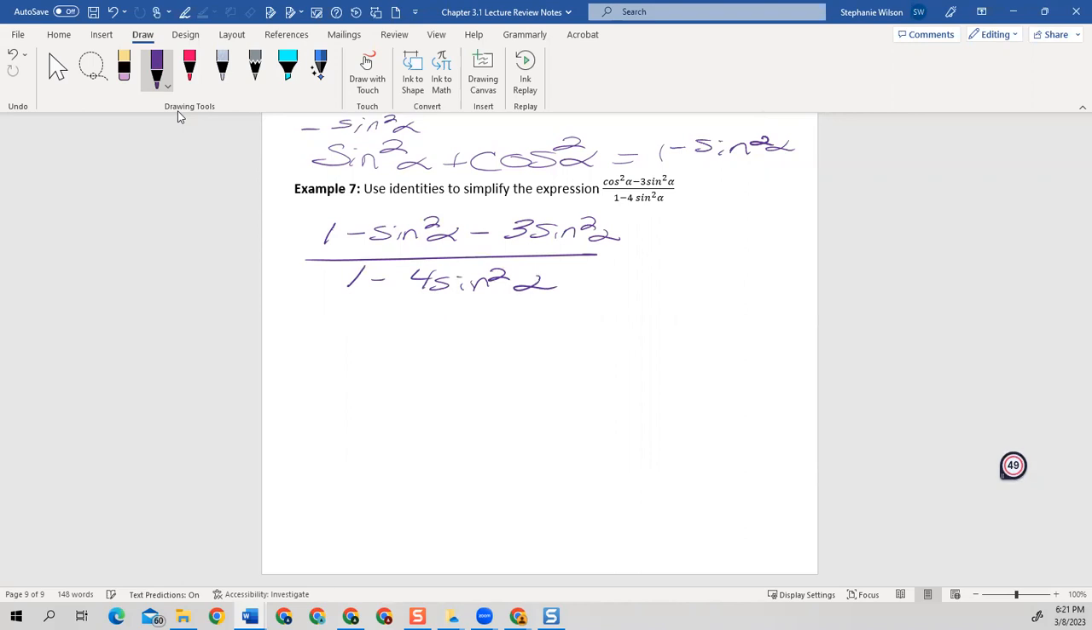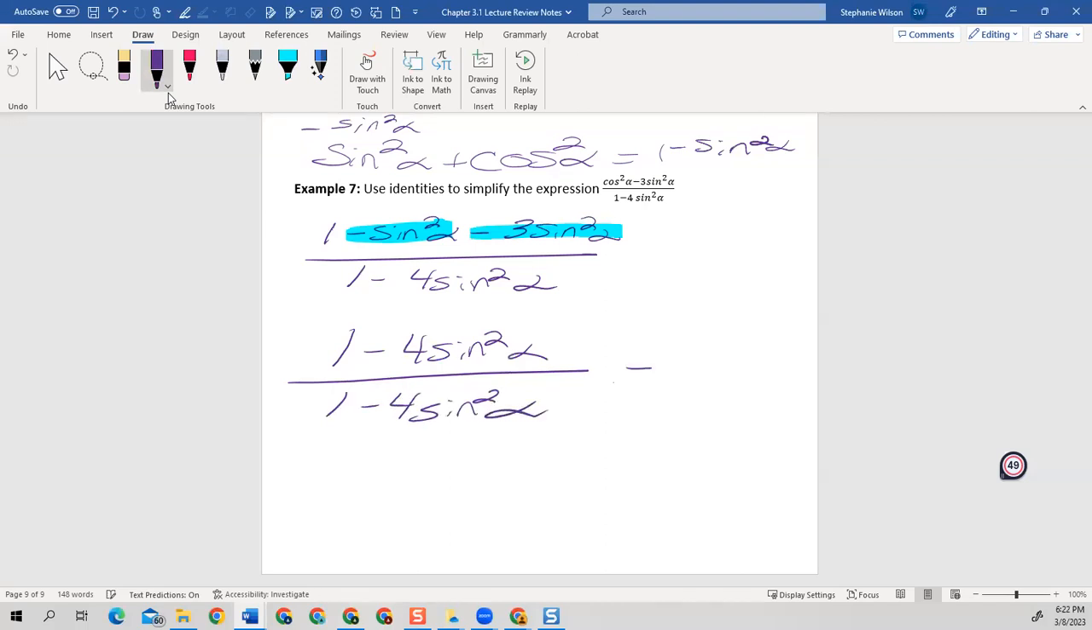And now I'm looking at this and I see that I have this negative sine squared alpha minus 3 sine squared alpha. So it's the same as saying I have 1 and I subtract 4. So now I got 1 minus 4 sine squared alpha, all divided by 1 minus 4 sine squared alpha. And then my answer is 1. Very good, 1. Okay, I'm going to stop the recording.